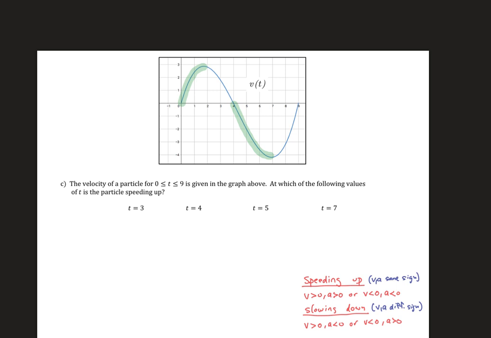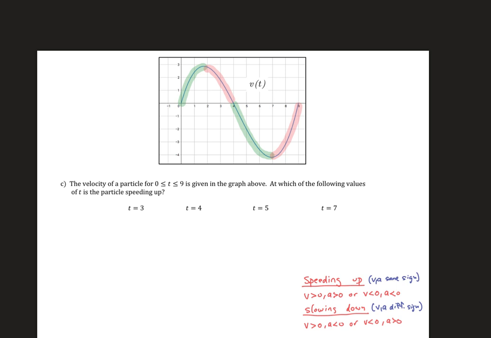Okay, and just so you can see these other parts, this part here, velocity is still positive since it's above the t-axis, but since velocity is decreasing, the acceleration is negative. So for this stretch, velocity is positive, but acceleration is negative. So that would be slowing down. And then same with this part, this would be slowing down.